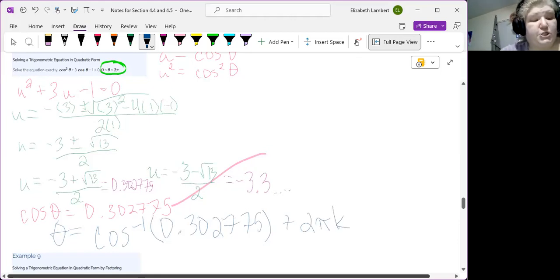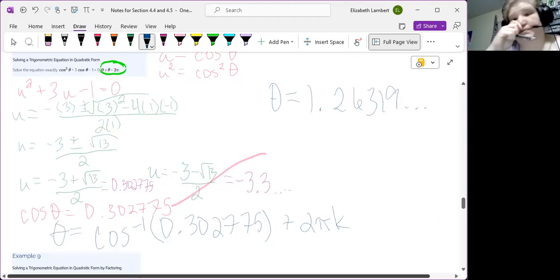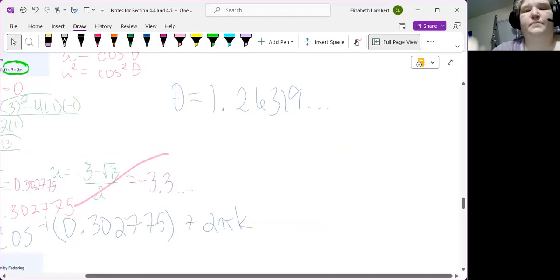Plus 2 pi k, so make sure your calculator's in radians. I just put mine in radians. Inverse cosine of 0.302775 equals 1.26319, and so on, plus 2 pi k. All right.